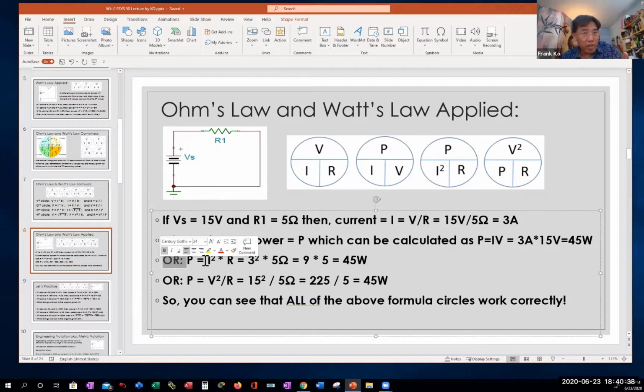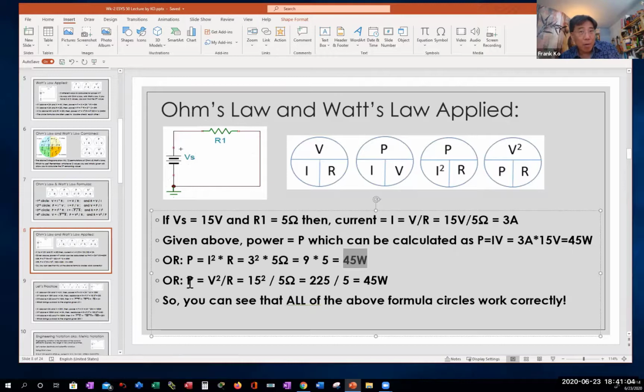Okay. And I put down "or" for the next bullet point. I could use the second circle formula for Watt's law, the third one in our sequence. P would be calculated as I squared R. I squared, I is 3 amps, square it is 9. 9 times 5 gives you how many watts? 45 watts. Same power as the first circle for power.